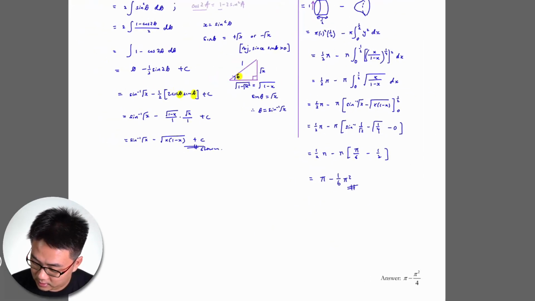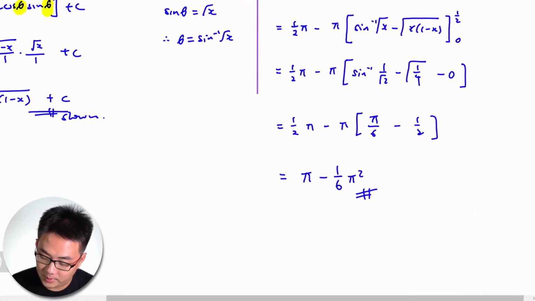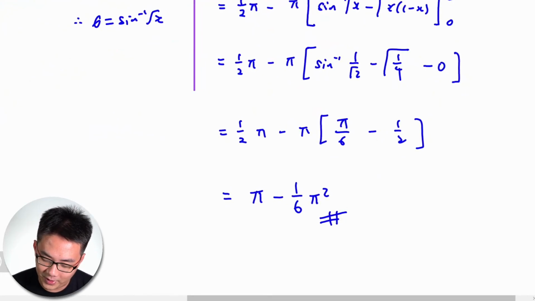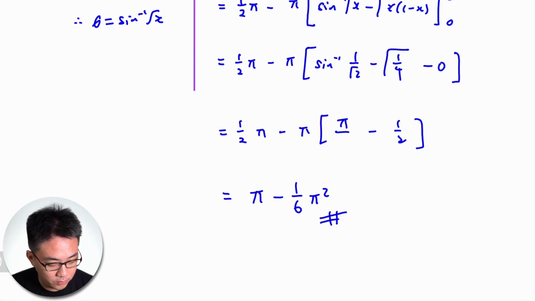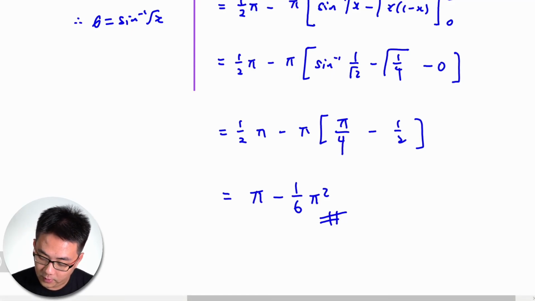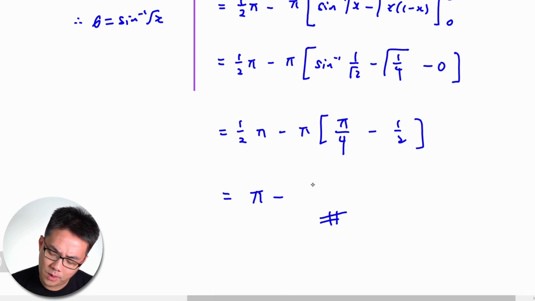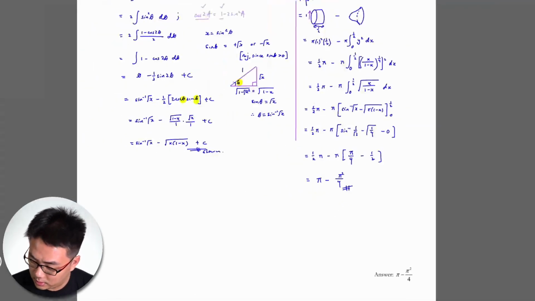I hope that's the answer. Oh man. Oh yeah, it is pi over 4. Oh yeah, 1 over root 2 is pi over 4. I'm sorry. Pi over 4. Should have used my calculator. So sorry, this is pi over 4. So this is pi squared over 4. Yeah, that's your answer there.